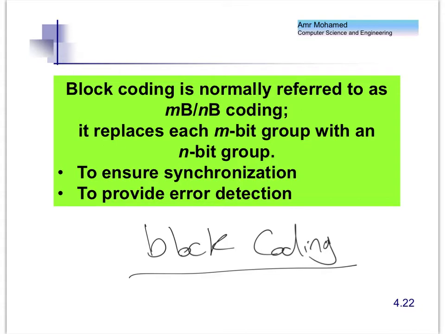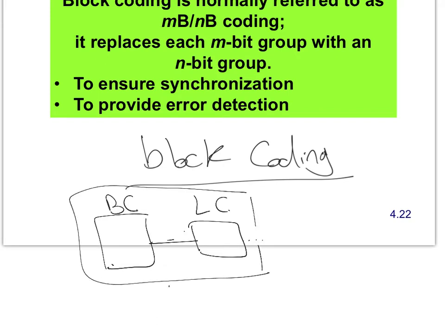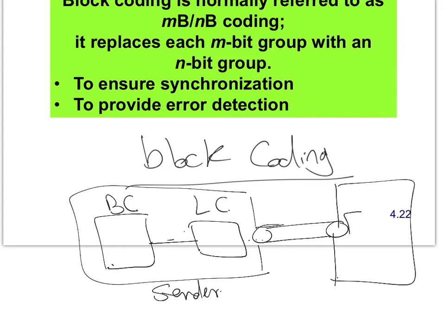In practice, what we do is block coding and then line coding at the sender side, and then we transfer the digital signal. At the receiver side, first we do the line decoding and then the block decoding. So that's what we normally do. Block coding is a complementary thing to line coding.